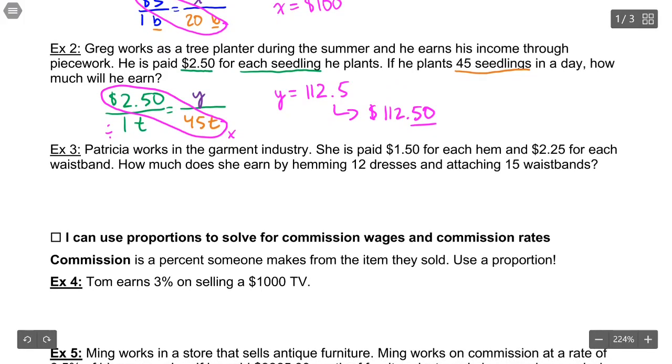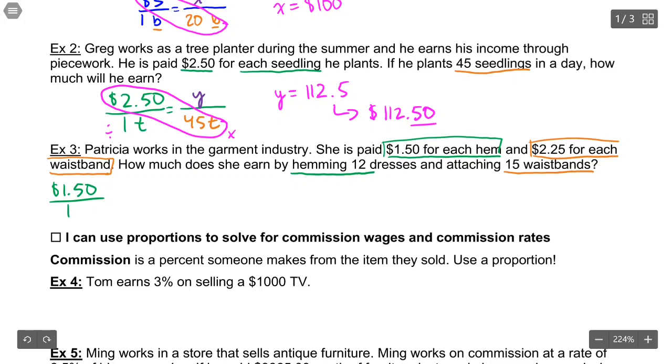This one, there's 2 different rates, so let's go through carefully. Patricia works in the garment industry. She's paid $1.50 for each hem, and she's paid $2.25 for each waistband. How much does she earn by hemming 12 dresses and attaching 15 waistbands? So this is the same thing, except we've got 2 different rates. We've got one rate for hems, and we've got one rate for waistbands. So let's just do the exact same thing, just in 2 parts.